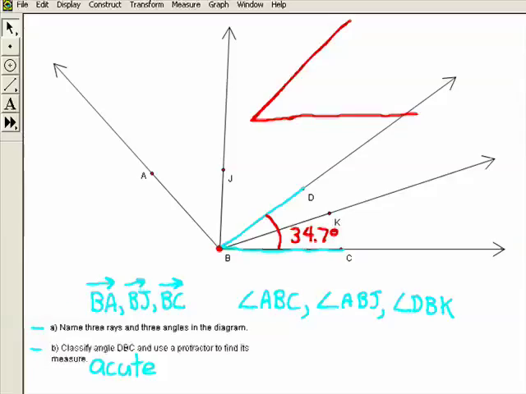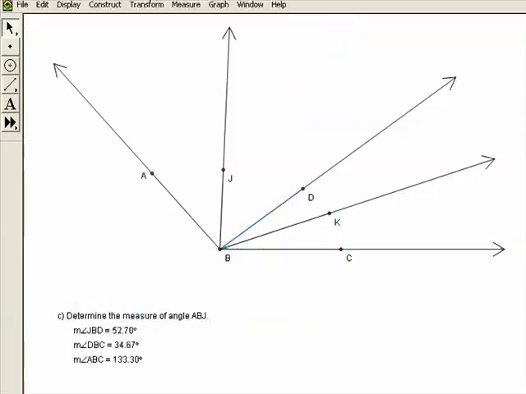In problem C, let's figure out the measure of angle ABJ. And we've been given some other angle measures there, so probably what we need to do is do a subtraction here. And so we see measure angle ABC is 133.3 degrees. So we know that angle right there. Then the measure of angle DBC, that's 34.767. We know that right there. And we know what the measure of angle JBD is, this angle right here. We know that one. So think about your angle addition postulate here.